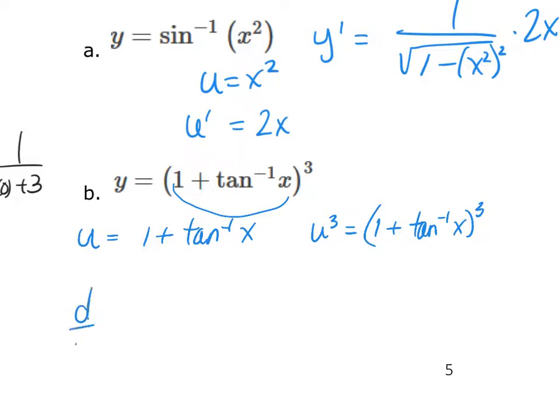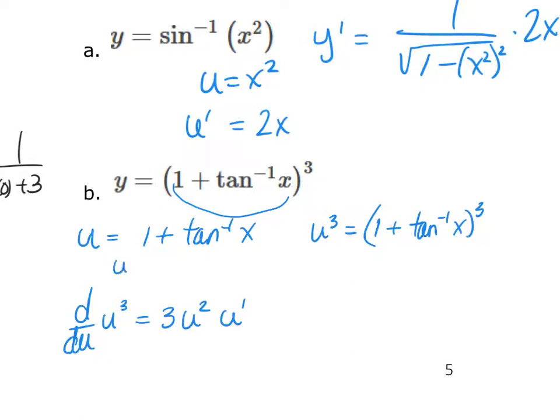The derivative with respect to u cubed is going to be 3u squared u prime by the chain rule. So what do I have to find still? I don't have to find u squared. I know what u is. When I see u squared, I can just replace it with 1 plus the tangent inverse of x. I need to find the derivative of u. So I need to do the derivative of 1 plus the tangent inverse. What's the derivative of 1?